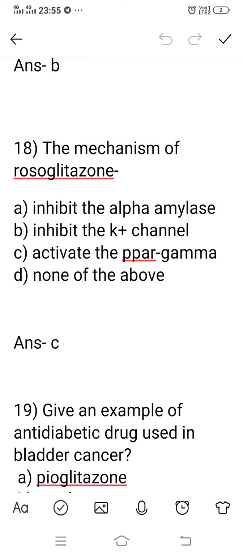Question number 18. The mechanism of rosiglitazone. Option A, inhibiting the alpha amylase. Option B, inhibiting the potassium channel. Option C, activate the PPAR gamma. Option D, none of the above.